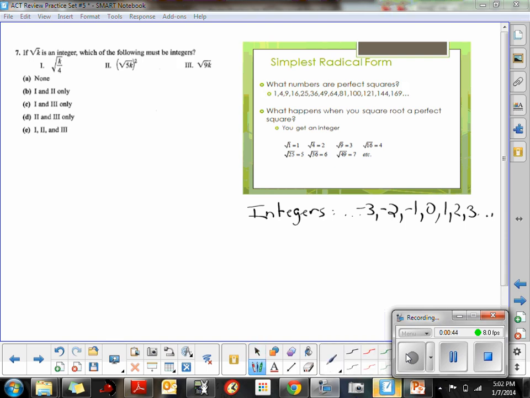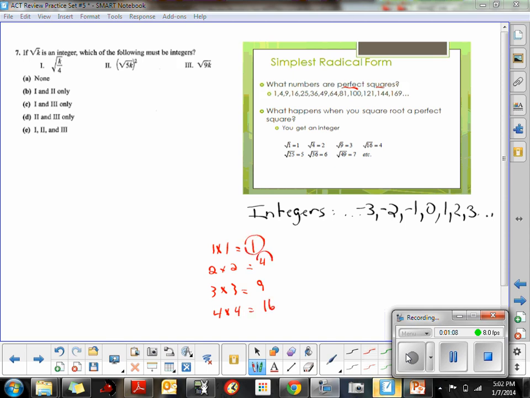So I'm going to ask you to think about what numbers are perfect squares, because if we take the square root of perfect squares, we get integers. So that's the point I'm trying to make here. Perfect squares, 1. 1 times 1 is 1. 2 times 2 is 4. So I'm generating this list of perfect squares. 3 times 3 is 9. 4 times 4 is 16.